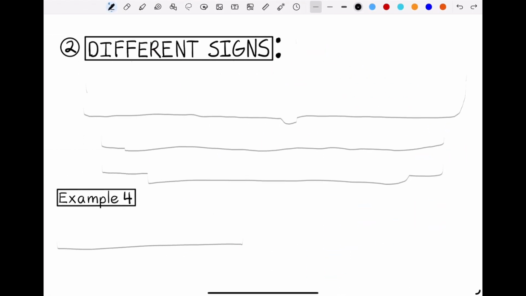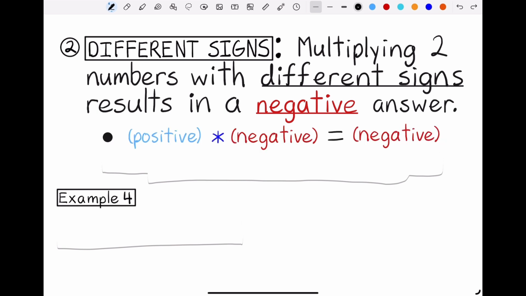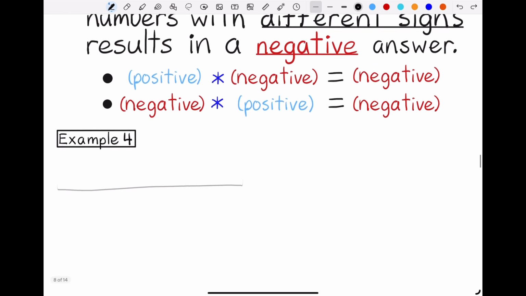Our second case we're going to go over is multiplying two numbers with different signs. And if we're multiplying two numbers with different signs, then the answer will be negative. And we have two mini cases we're going to look at. The first mini case is a positive times a negative will give us a negative answer. And then the second mini case is a negative times a positive will also give us a negative answer. And so let's look at a couple examples that show these mini cases.